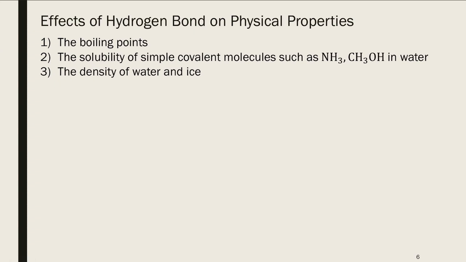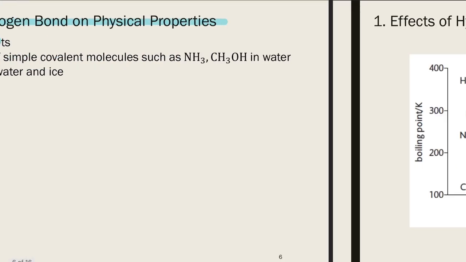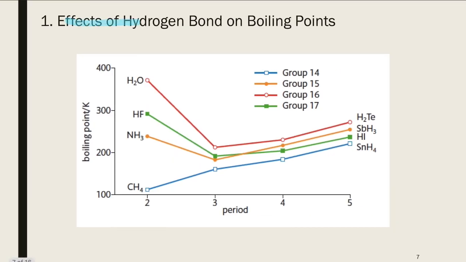Next, let's take a look at effects of hydrogen bond on physical properties. So dia akan beri 3 kesan. Yang pertama daripada segi boiling point, kedua solubility, dan ketiga density. Untuk effects of hydrogen bond on boiling points, kita akan tengok daripada group 14 until group 17.